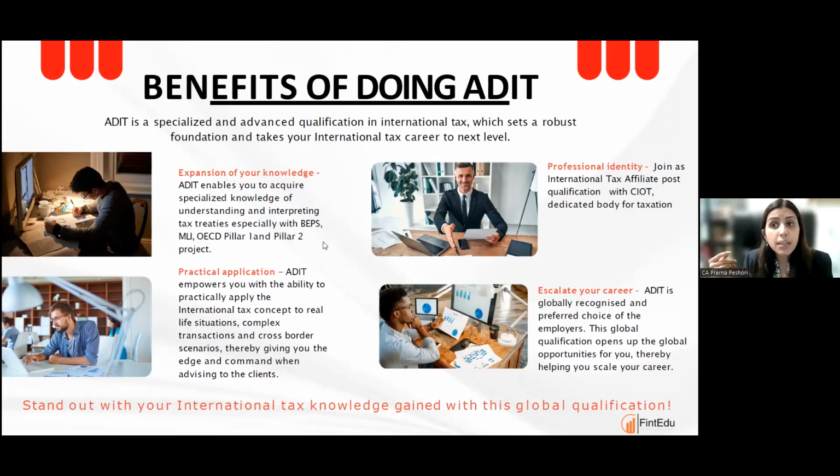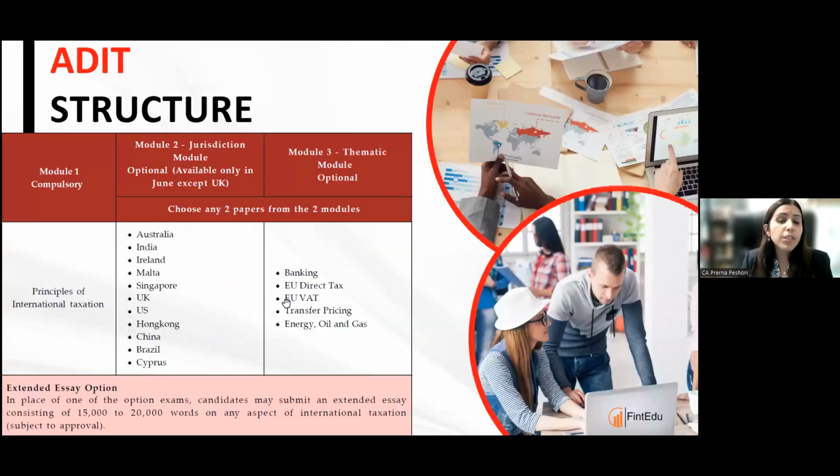Additionally, you get the professional identity. You get to join the CIOT as an international tax affiliate. You can use ADIT besides your name. So this will definitely give you a competitive edge and help you escalate your career. It will give you that recognition, because you have learned in a way which focuses only on the specific area you are interested in. It's a very, very specialized course. That's where this course is very important if you want to take your career in international tax to the next level.